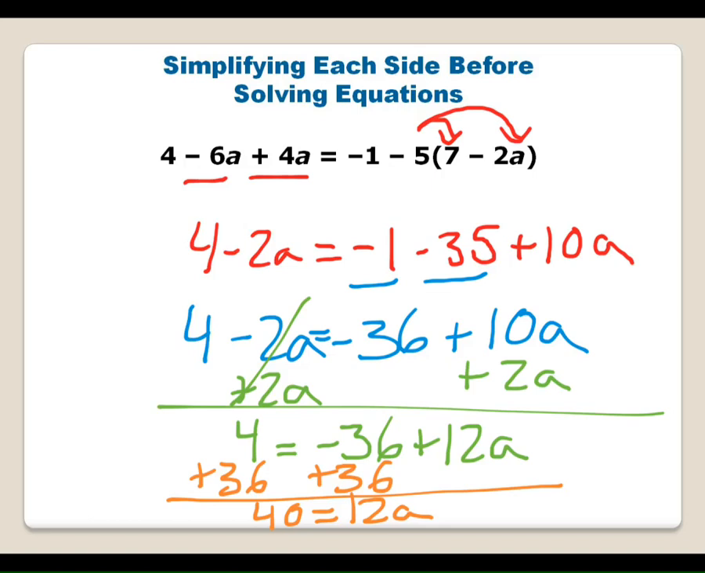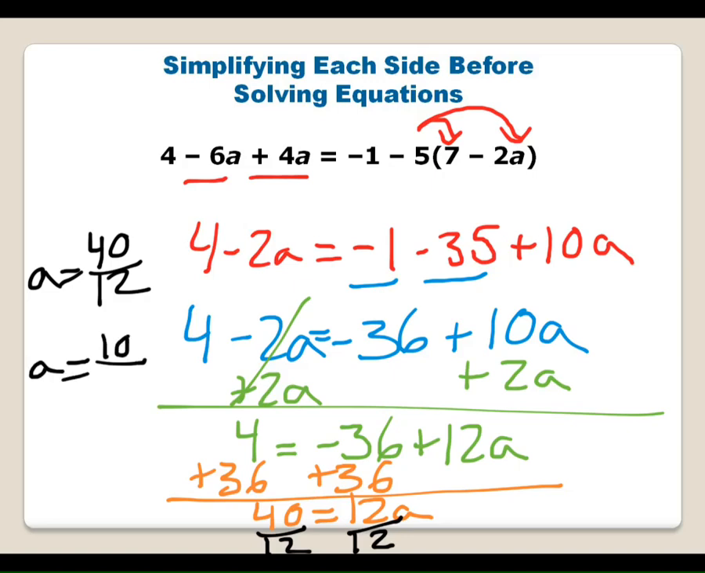Finally, to get rid of that multiplication by 12 that's happening to the variable, I will divide both sides by 12. 40 divided by 12 doesn't come out evenly, but I can just simplify that fraction. Both of those have a common factor of what? What's a number that goes into both of those? 4, right? So if I divide 40 by 4, I get 10. If I divide 12 by 4, I get 3. So I can just leave it as 10/3. Or you could make it a mixed number if you want. It'd be 3 and 1/3.